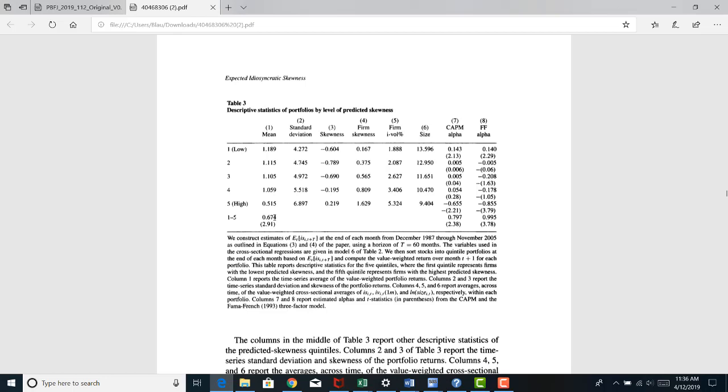0.67% per month. 0.67% times 12 is about 8%. You can think of that as an 8% return premium simply because people have demand or have preferences for positively skewed stocks.